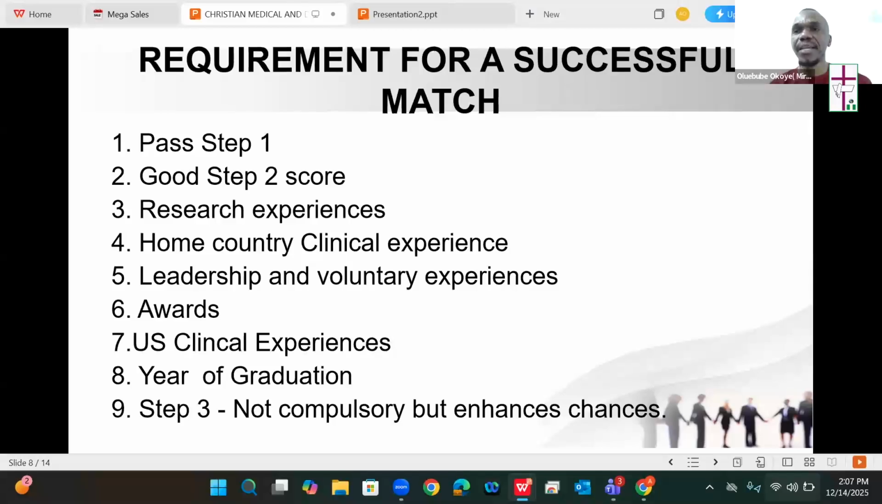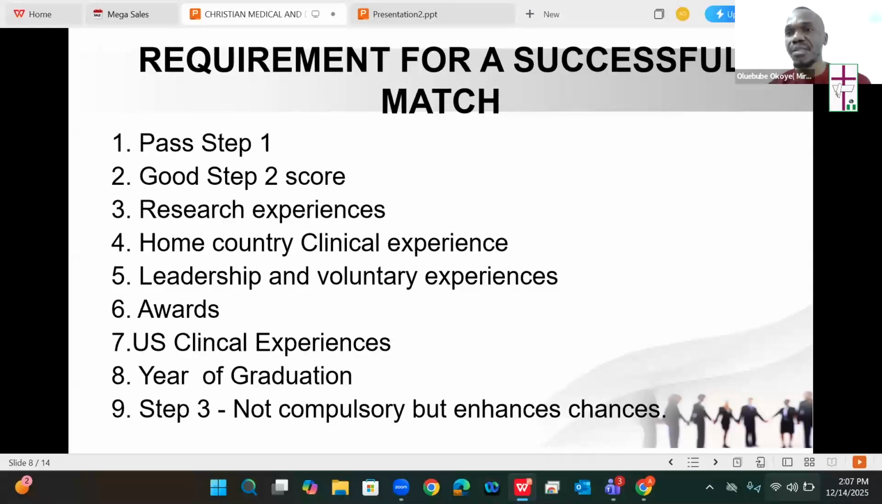One of the things I tell people here is that in the US, everything you've done really matters. Some of the leadership positions that you've held in medical school, some of the things that you are doing currently, even in residency, are also very important. Some of the voluntary activities that you've done, for those of us in CMDA, our rural medical outreaches and the rest, are part of your voluntary experiences, and they really matter very much.